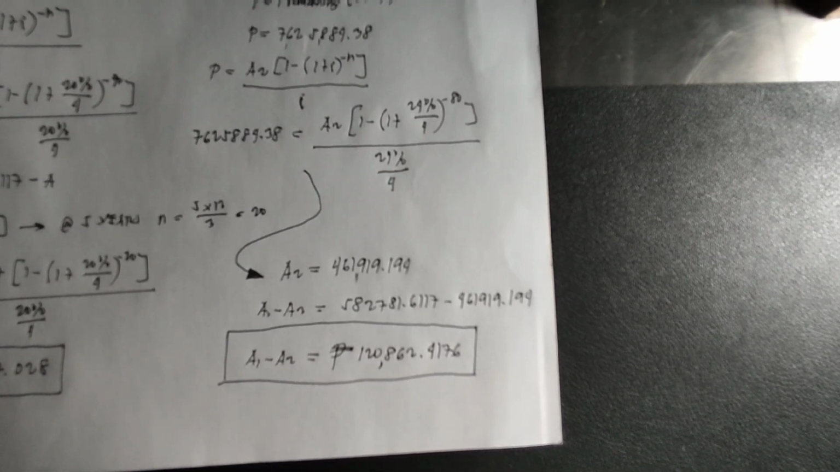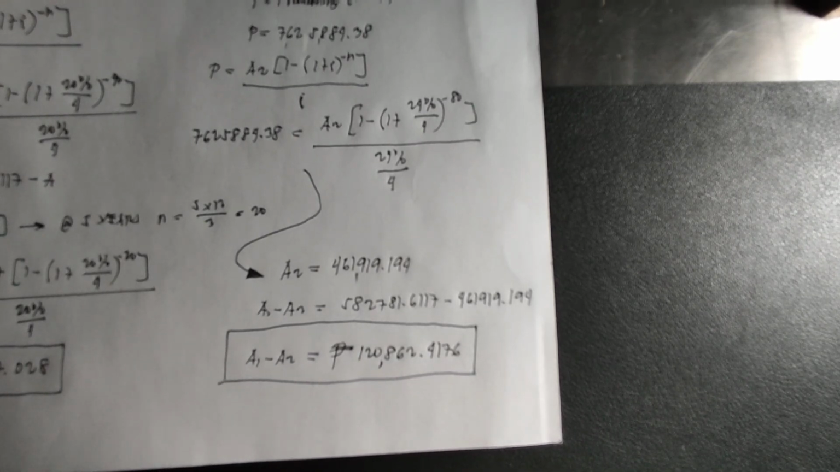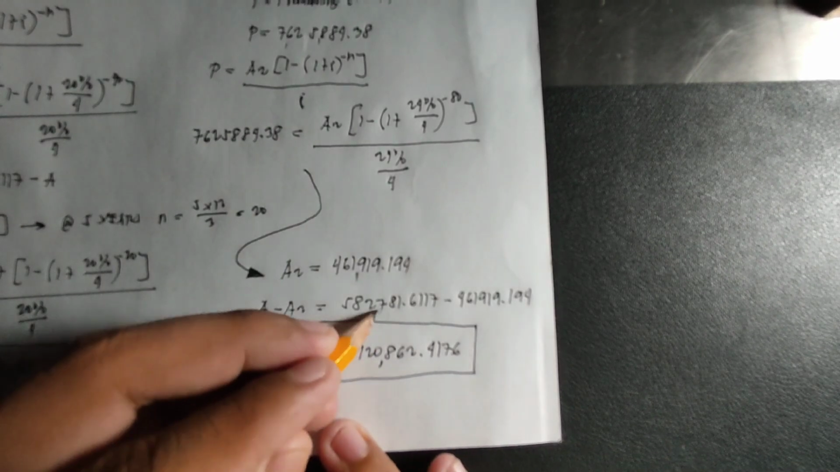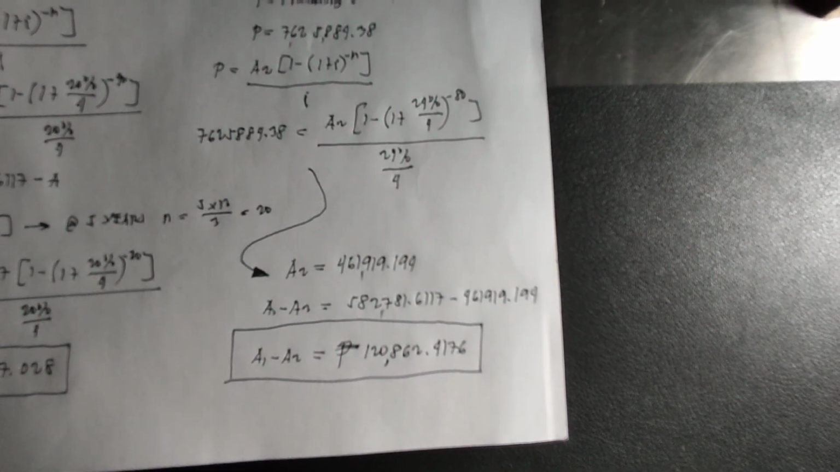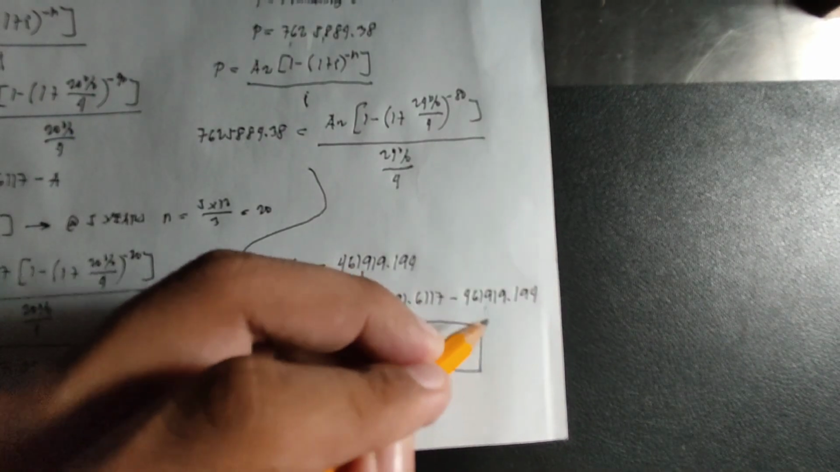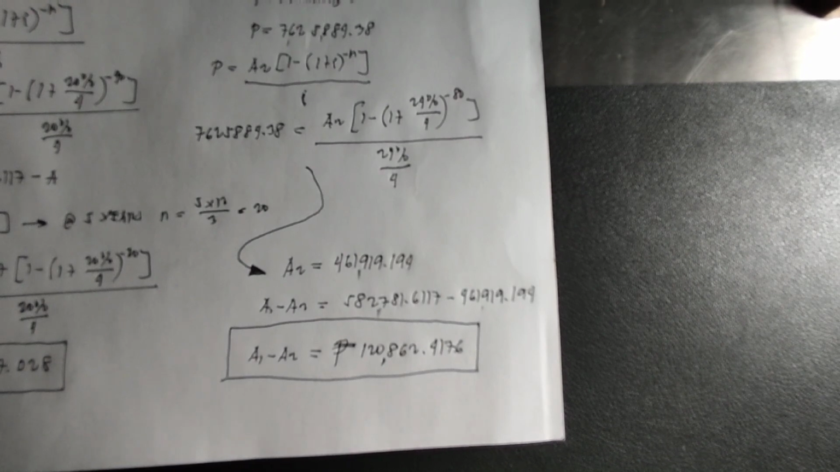So to find the difference between A sub 1 and A sub 2, we will subtract the two values, which is 582,781.6117 minus 462,919.194 pesos. Then we will get A sub 1 minus A sub 2 is equal to 120,862.4176 pesos.